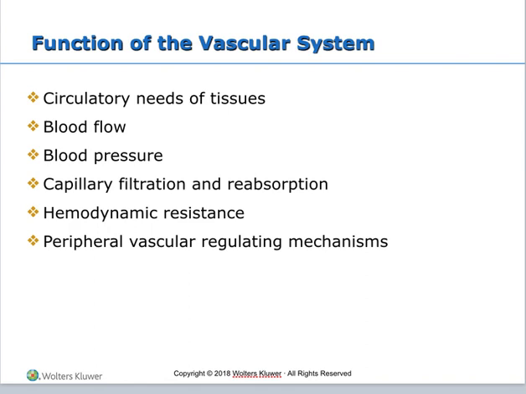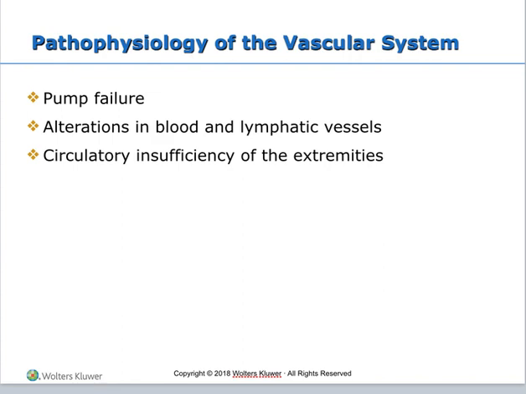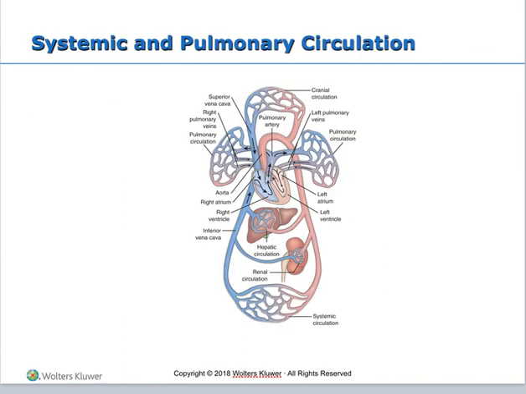So what could go wrong? You can have a pump failure. So the heart could not be pumping correctly or adequately. You can have alterations in the blood and lymph vessels. You can have inadequate circulation to the extremities. Remember that the systemic and pulmonary circulation are all tied together. Everything flows into each other. We kind of touched base on this with the GI unit, and we talked about how liver cirrhosis and portal hypertension can lead to esophageal varices. And remember, everything is connected. Everything flows together.